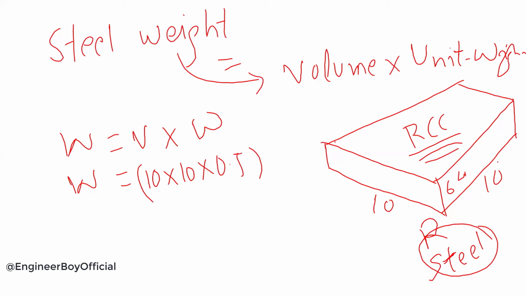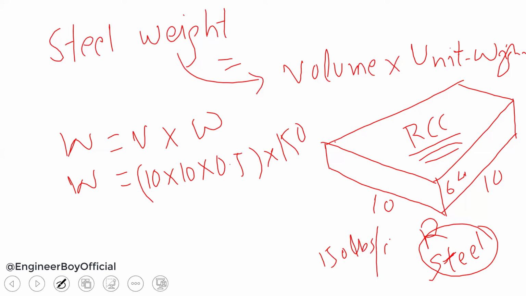Okay. So this time, the unit weight for RCC work I'm going to put is, let's say, 150 pounds. Okay. What do I mean by 150? 150 pounds is actually 150 lbs per CFT. If you take 1 cubic foot of RCC slab, that can be 150 pounds. Okay. So 10 times 10 times 0.5, this is the volume, which is 50, times 150, that's actually 7,500 pounds. This is the weight of the slab.